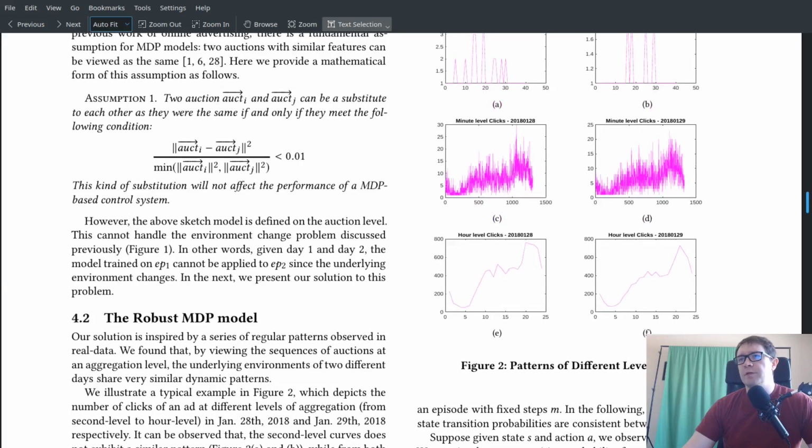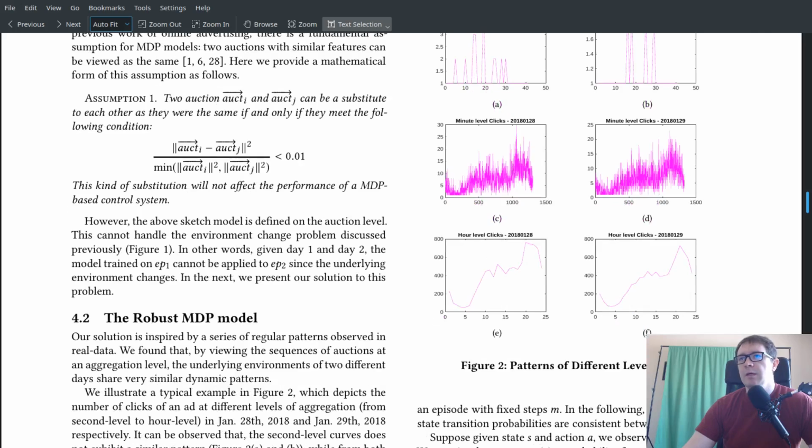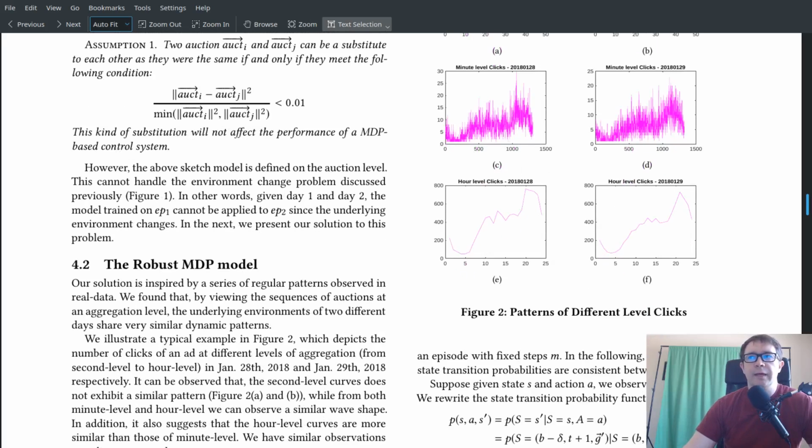So what they do here is they look at the second level clicks and say, well, okay, these look not at all similar, which I agree, they don't really look all that similar. If you take a look at the plots, it looks kind of wonky. Then they take a look at minute level clicks and say, well, there's some waveform looking thing there. That's the middle set of plots here. They say that thing looks kind of waveform-ish. And if they aggregate it on the hour level, they get two forms that look kind of similar.